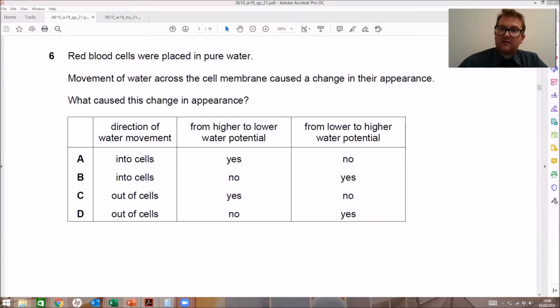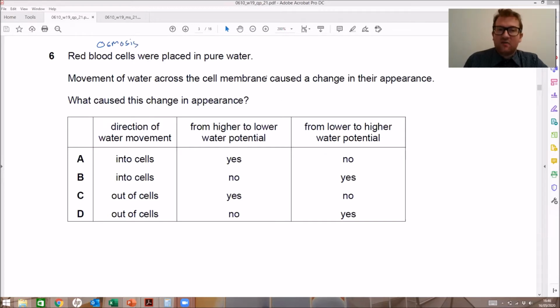So here we are at question 6. So we're looking at red blood cells were placed in pure water. The movement of water across the cell membrane caused a change in their appearance. What caused this change in appearance? Okay, so this question is related to the process of osmosis.